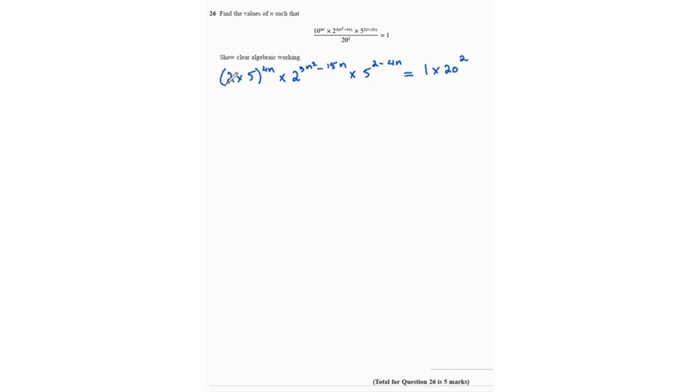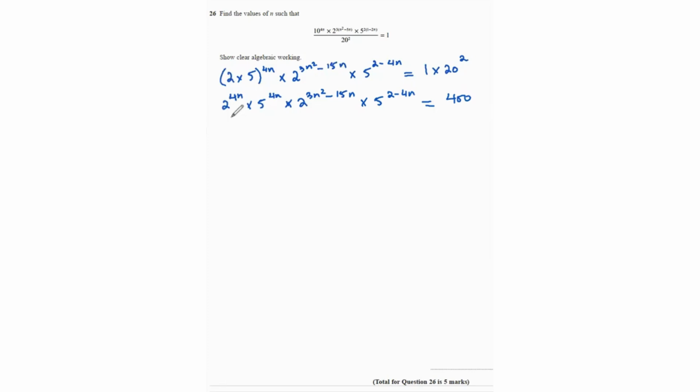Okay, so now we split the (2 times 5) to the power of 4n as 2 to the power of 4n times 5 to the power of 4n, because both of them have this power. So let's just split it. And we have these as 2 to the power of 3n squared minus 15n times 5 to the power of 2 minus 4n. 20 squared is 400. So 1 times 400 is 400.